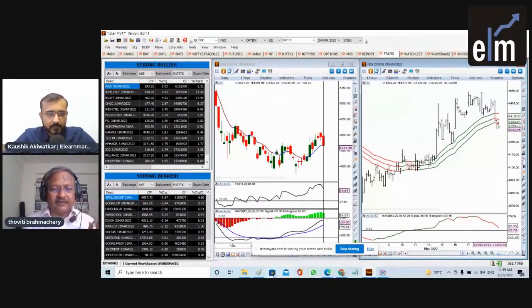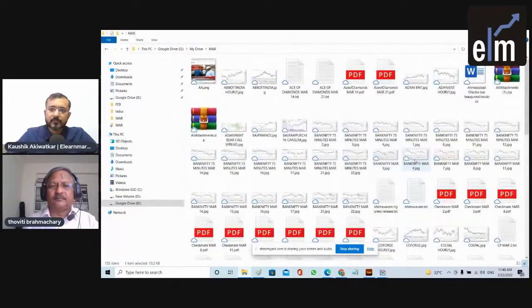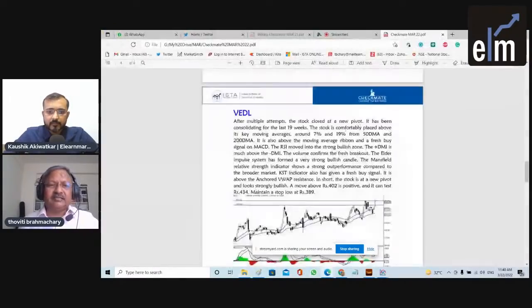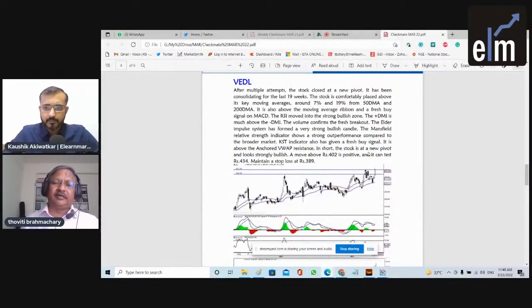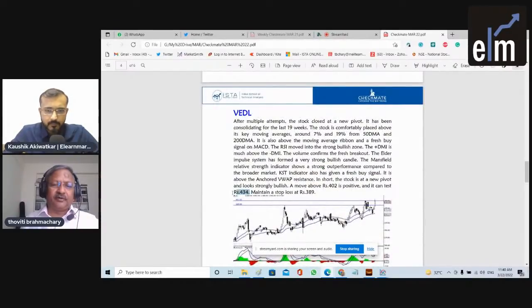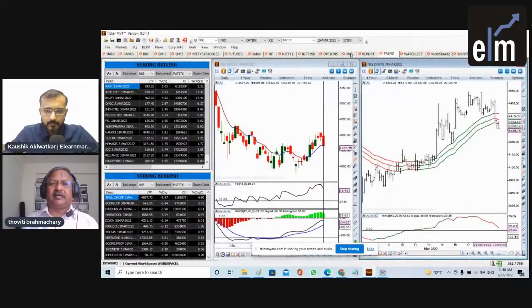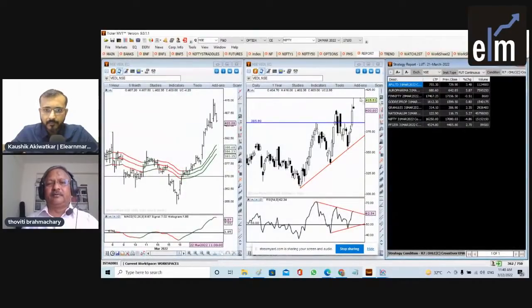I'll show you one more. Yesterday I found Vedanta. I scanned at the open the futures stocks that were at the pivot, and there is a MACD line, and my target is 434 with a stop loss of 389, entry at 402. Look at Vedanta, whether it is there or not. Yes, it went up to 415 and is coming back.